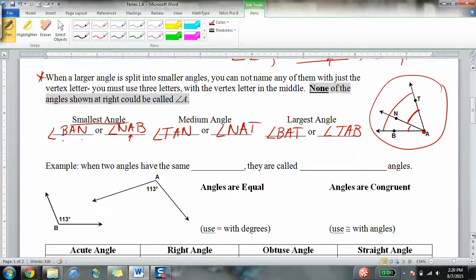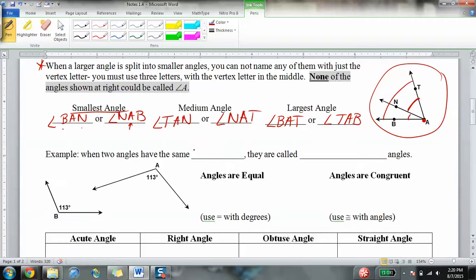Just like with line segments, when two angles have the same measure, and we measure angles in degrees, which we'll get to in a minute, they are called congruent angles. We learned the word congruent in the last section.